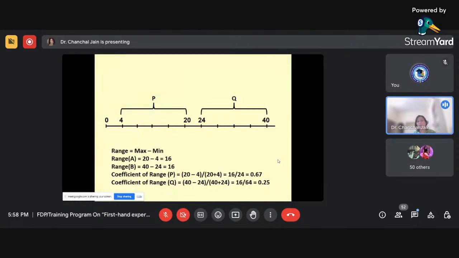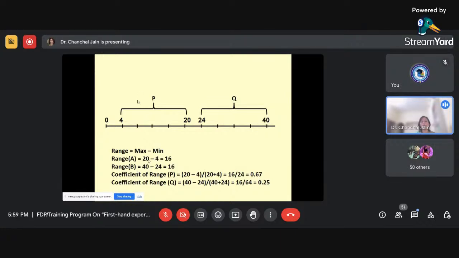Coming to the next point, many a time it happens. Suppose we want to join a company. Suppose I'm in search of a job, and I have the range of salary of two companies. You can see here, suppose for company A, the range is 16. For company B, the range is 16. But I don't know the lowest and the highest salary in the company, because the range is what? I have shown you previously, the formula for range is maximum minus minimum.